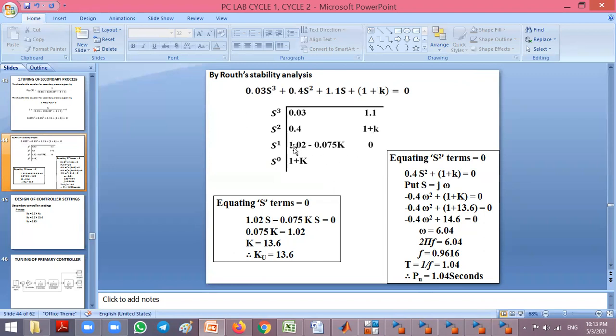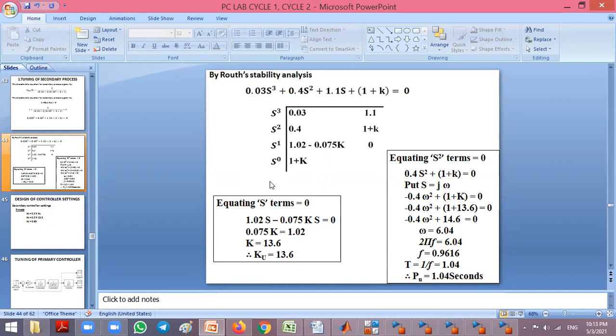Now you do the Routh multiplication and find S1. Cross multiply and divide by 0.03. I think you will be knowing this. So it is 1.02 minus 0.075K, 0, and for S naught it will be 1 plus K. We don't need S naught, I'm just doing that to complete the table.